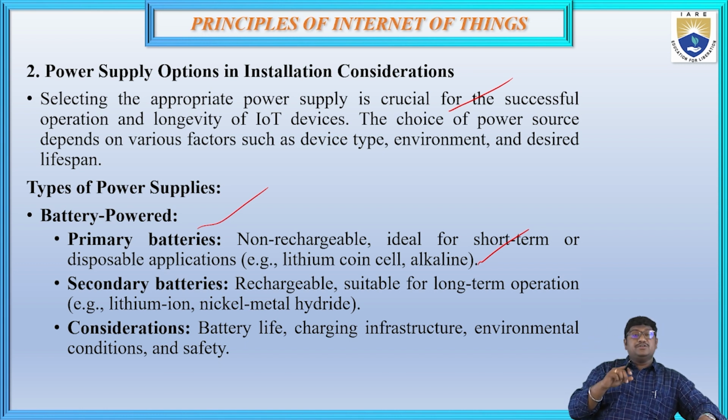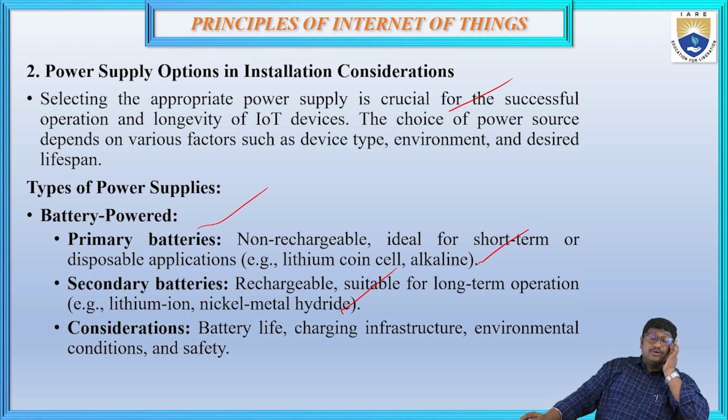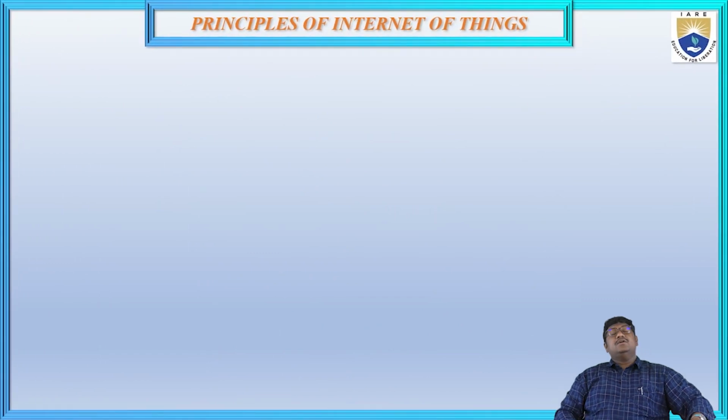Lithium ion, if we use, means it is rechargeable, and this also includes nickel metal hydride in secondary batteries. Whenever you need to consider how much battery life is available, how much charging the device is giving, how good the environmental considerations are, and how much safety there is. These are the things which we need to consider when choosing battery power.